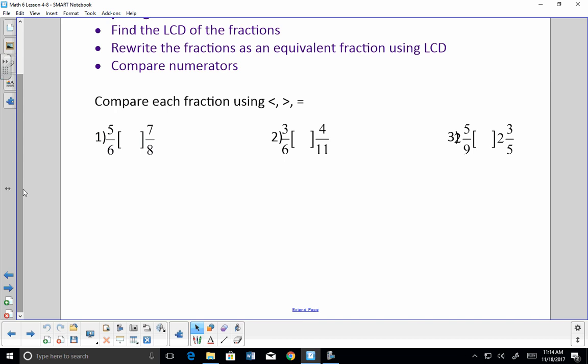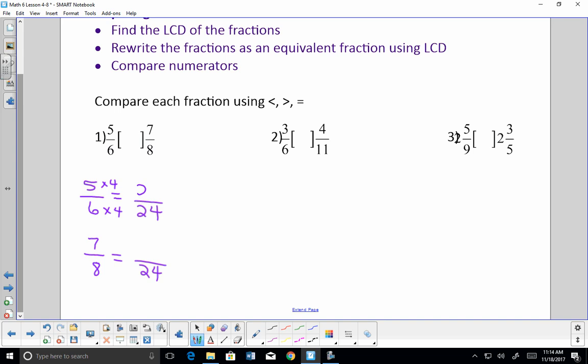So I can change 5/6 into an equivalent fraction, and I can change 7/8 into an equivalent fraction. I need to find a common denominator between 6 and 8, which means I need to find the least common multiple between 6 and 8, which happens to be 24. 6 times 4 is 24, so 5 times 4 is 20. 8 times 3 is 24, so 7 times 3 is 21. Oops, I don't want 7 times 21, I want 7 times 3.